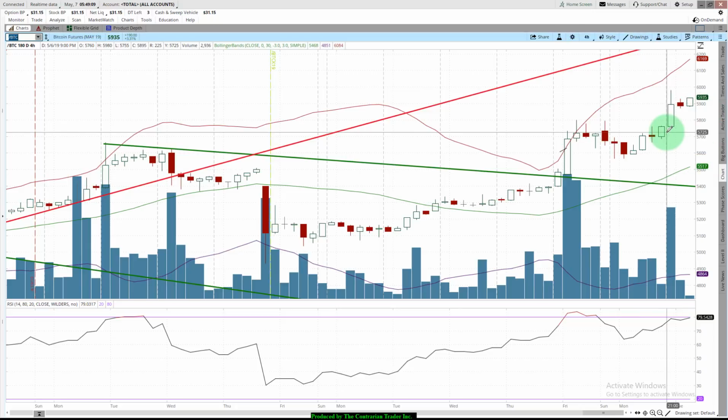I mentioned the other night that I expected to see a 6,000 handle on Bitcoin, and it appears as though that's exactly where we're going. In fact, we almost hit it last night. What was the high? The high overnight was 5,895. So really, really good price action here on Bitcoin. Let's move over into member stock chart requests.